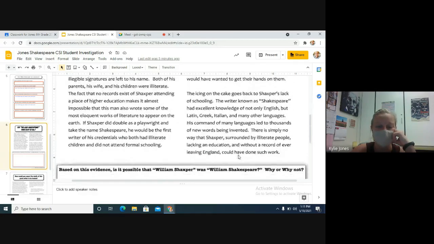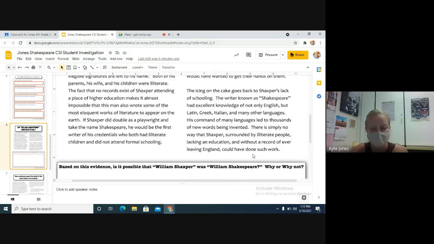The icing on the cake goes back to Shakespeare's lack of schooling. The writer known as Shakespeare had excellent knowledge of not only English, but Latin, Greek, Italian, and many other languages. His command of many languages led to thousands of new words being invented. There is simply no way that Shakespeare, surrounded by illiterate people, lacking in education, and without a record of ever leaving England, could have done such work.